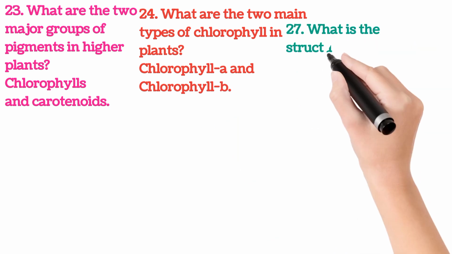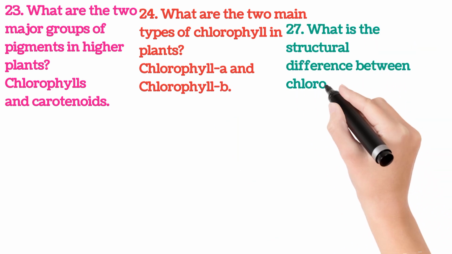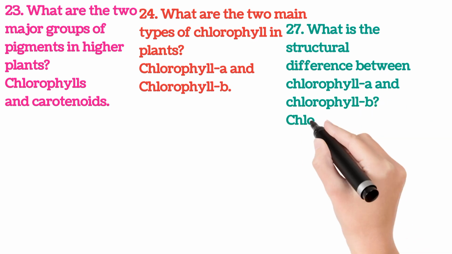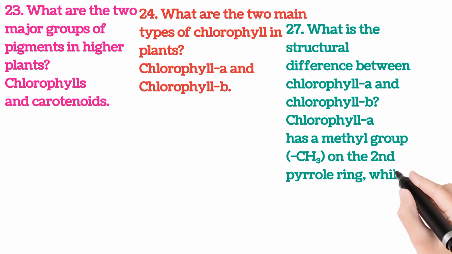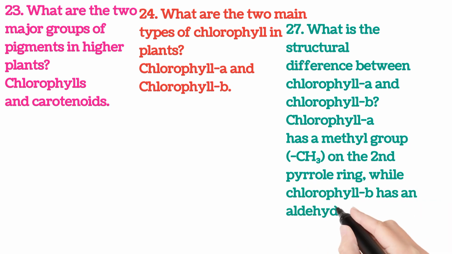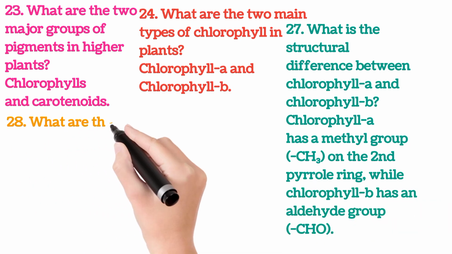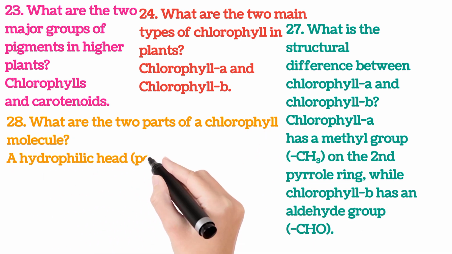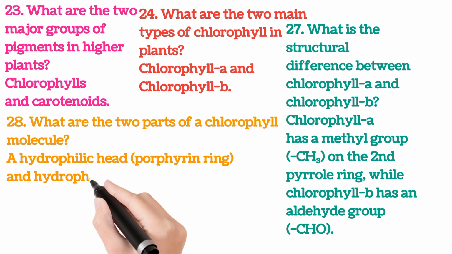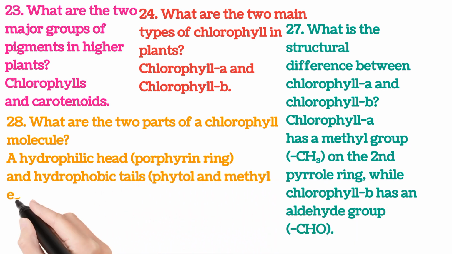27. What is the structural difference between chlorophyll A and chlorophyll B? Chlorophyll A has a methyl group, CH3, on the second pyrrole ring, while chlorophyll B has an aldehyde group, CHO. 28. What are the two parts of a chlorophyll molecule? A hydrophilic head, the porphyrin ring, and hydrophobic tails, phytol and methyl ester.